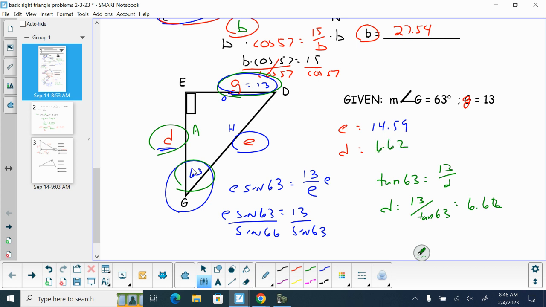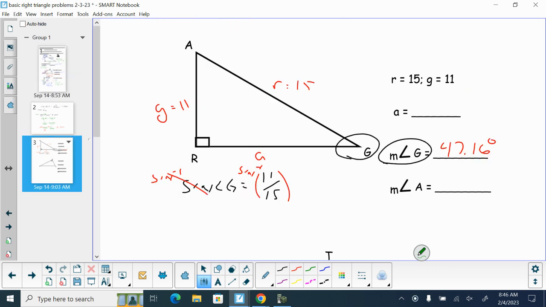Okay, those are your solutions. Going to the back. Once again, we can use our good old buddy Pythagoras to find A. So A squared plus 11 squared is equal to 15 squared. Subtracting 11 squared from both sides, we have 15 squared minus 11 squared, which gives us 104. So A is equal to the square root of 104.